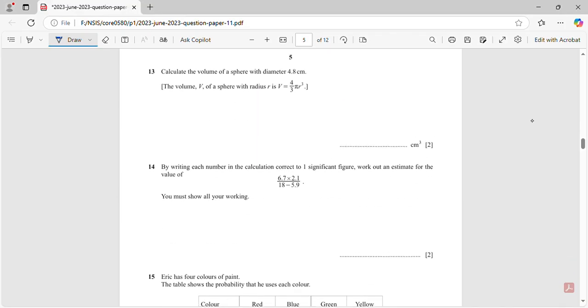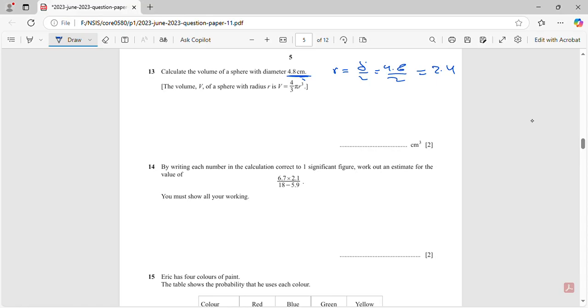For number 13, calculate the volume of the sphere with diameter 4.8. What is the volume of the sphere? He already gave it to me, 4 over 3 pi r cube. Okay, and he said the diameter, but he gave me r. So I need to figure out the radius, of course. What the radius if the diameter is 4.8? Of course, radius is represented by diameter divided by 2, so it will be 4.8 divided by 2 equal 2.4. Exactly, 2.4.